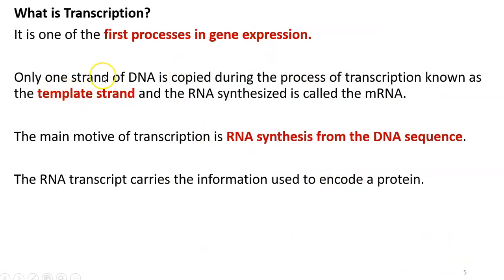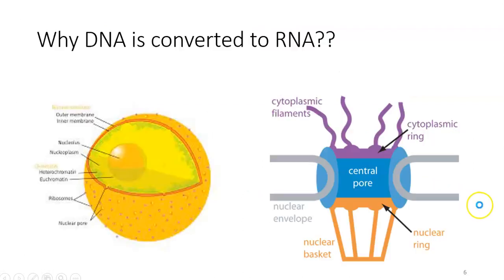In this, the DNA double strand will be unwound and the template strand will be used for synthesizing RNA from that particular DNA. Now this RNA or messenger RNA that is formed carries information to encode for a protein. That means the messenger RNA will be taken to the cytoplasm to form that particular protein. But why is the DNA converted to RNA? Why can't the DNA be taken out to the cytoplasm? This is because the DNA has a heavy double-stranded structure.